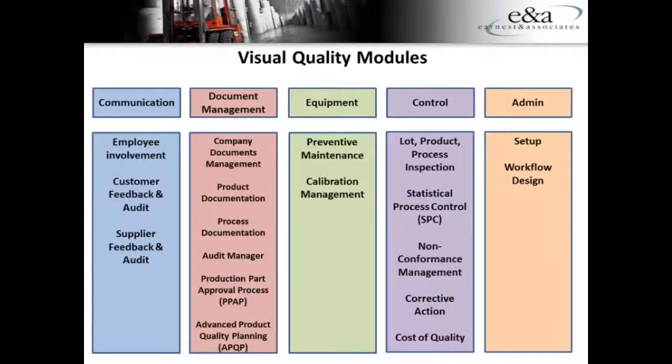So on the screen, you'll see a breakdown of the visual quality product. It's broken into 5 broad groups: communication, document management, equipment, control, and administrative. We're going to touch on mostly the first 4 groups today, and we're not going to touch on everything. It's tough to do in a half hour to 45 minutes, but I'm going to give you a good overview of what visual quality is capable of.